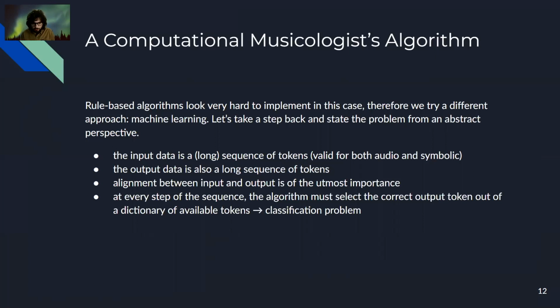So at every step of the sequence, we have an input of symbols that are active at that moment, for example, and we have an output of these chords that are active at that moment. So this is a classification problem, because the chords have a limited dictionary, and we have to choose inside this dictionary what is the best chord at each moment.